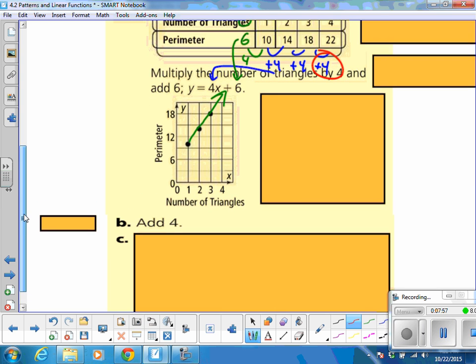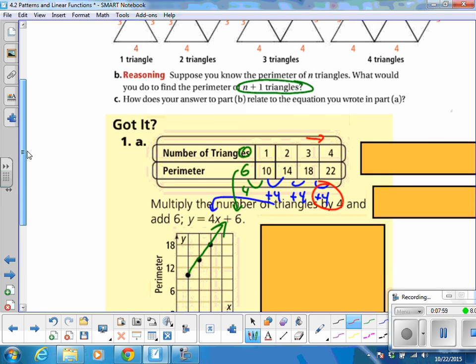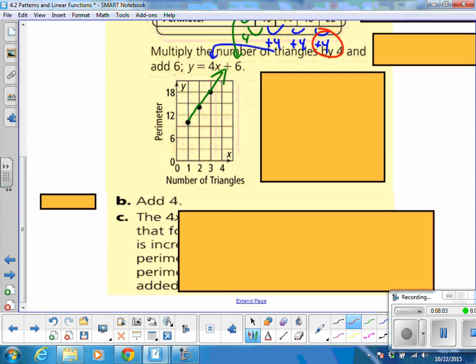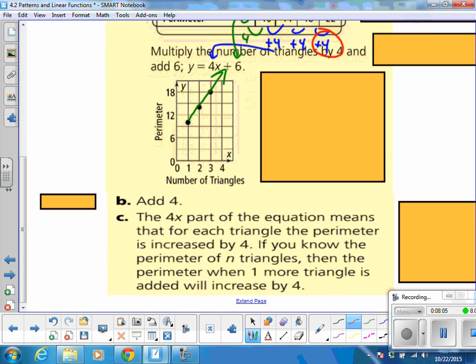4 to that. If we look at the C, how does your answer to part B relate to the equation you wrote in part A? I'm going to show you the answer here. The 4 times part of the equation means that for each triangle, the perimeter is increased by 4. You know that the perimeter of n triangles, then the perimeter would be 1 more than the triangle is added, which will increase by 4.